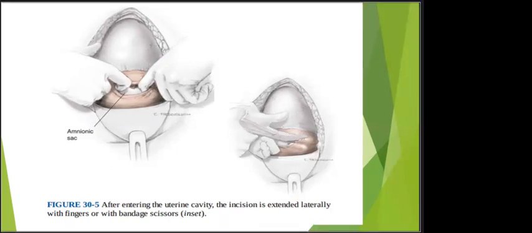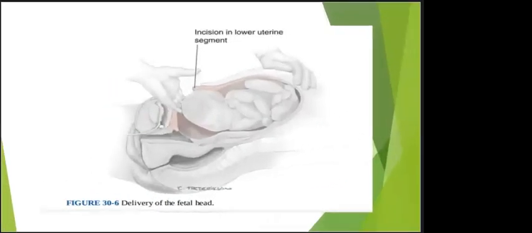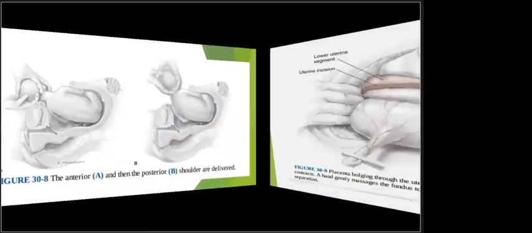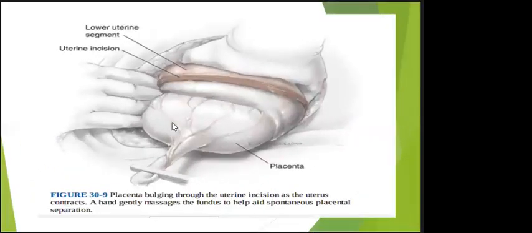And then once your incision is adequate, you now deliver the fetal head, the lower uterine segment. Okay, delivery of the head. Once the head is delivered, you deliver first the anterior shoulder and then the posterior shoulder. All right, after delivering the baby, you cut the cord. Then you deliver the placenta, still the same as with vaginal delivery. You have to have gentle traction on the placenta, in order for you to incur less bleeding.